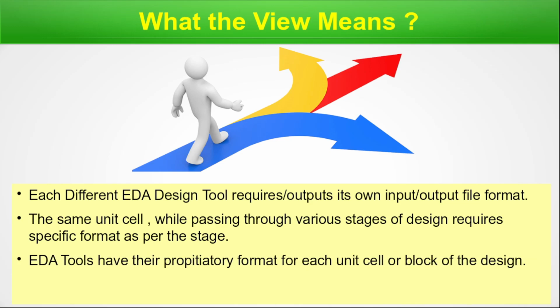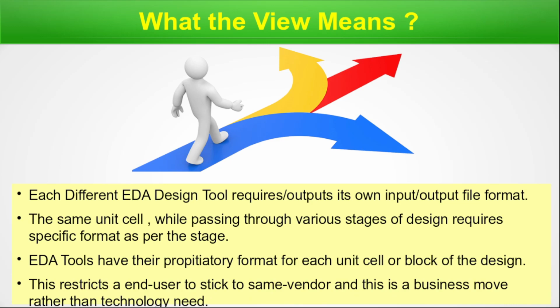Now, EDA tools have their proprietary format for each unit cell or block of the design. This restricts an end user to stick to the same vendor, and this is a business move rather than a technology need. Generally, any EDA vendor will think that they can retain their business, so never make a generic format of the files. So each EDA vendor makes their proprietary format and they stick to it, and over time there may be version 1, version 2. This way the proprietary format may change.